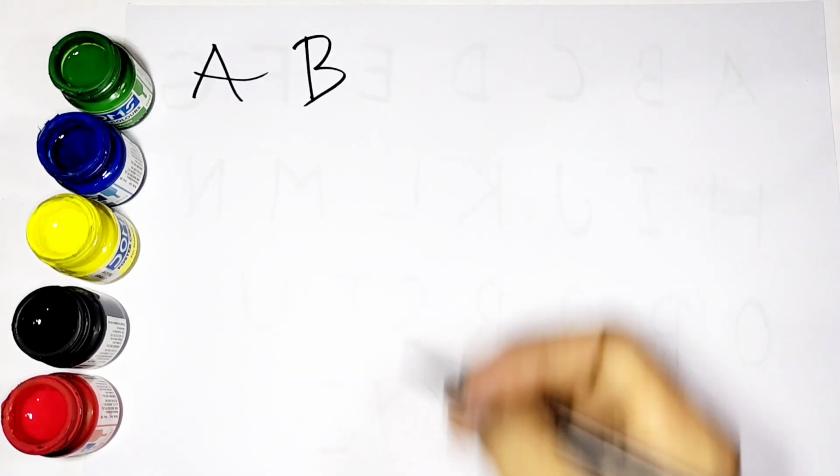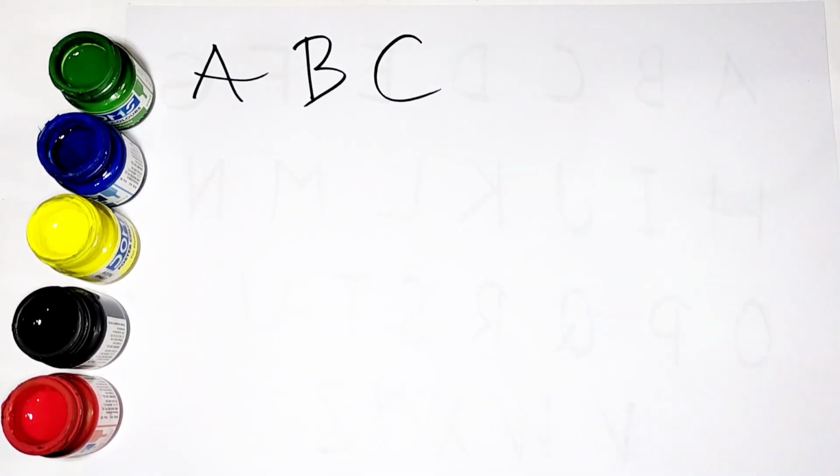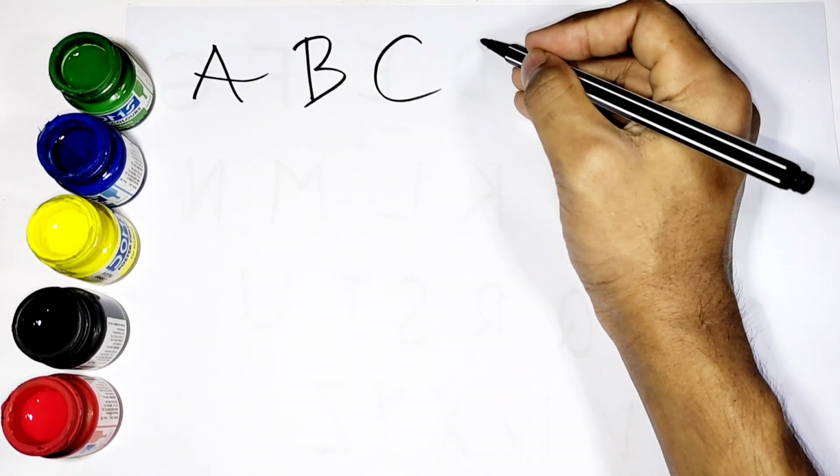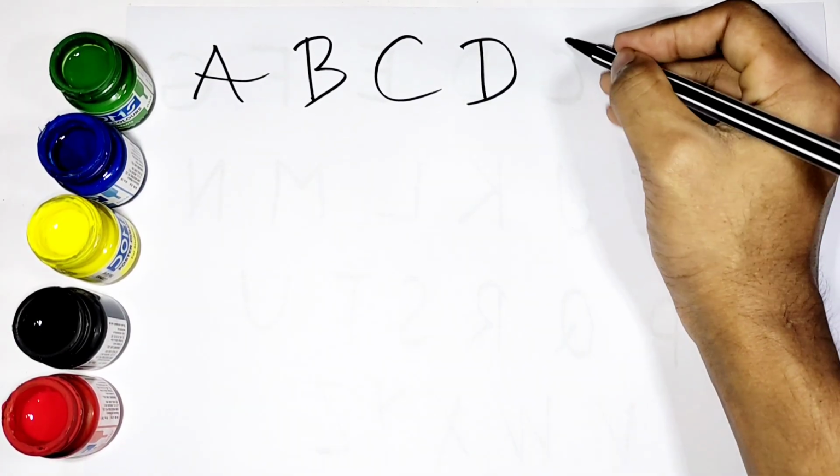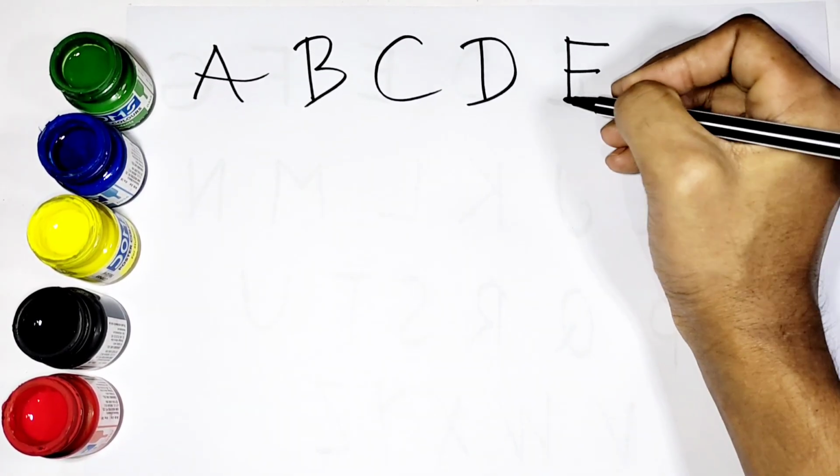First we draw the alphabet of A. The next one is B. Now we draw the alphabet of C. C for cow, C for cat. The next one is D. The next one is E.